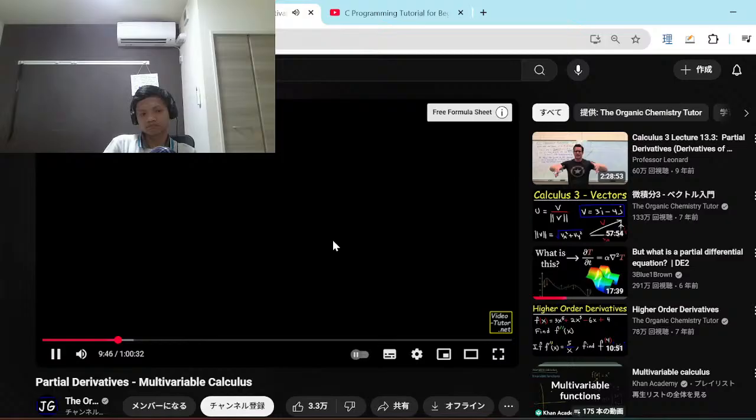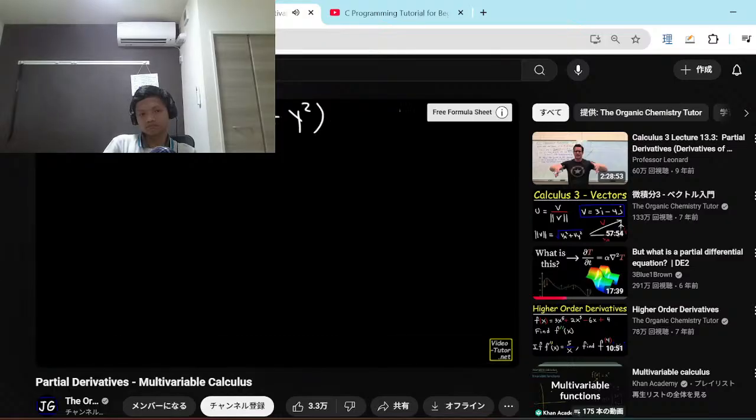Now let's say that f of x comma y is equal to the natural log of x squared plus y squared. Go ahead and find f_x, the partial derivative with respect to x, and f_y. So first, you need to know how to differentiate natural log functions. The derivative of ln u is equal to u prime divided by u.